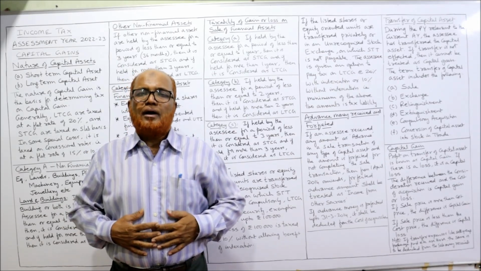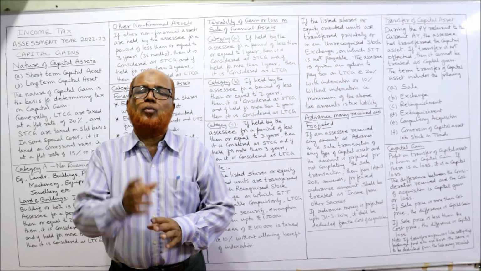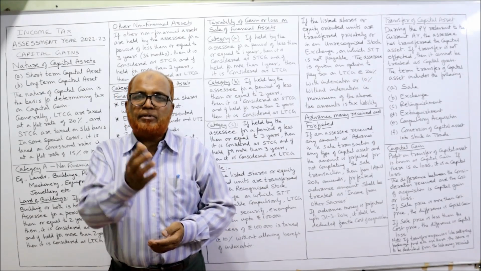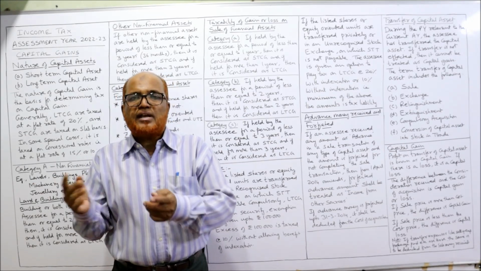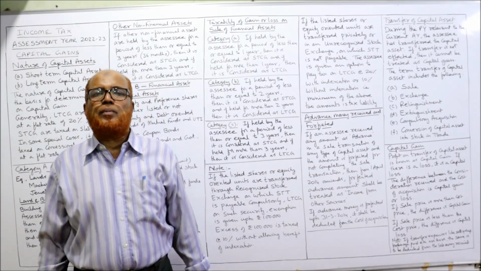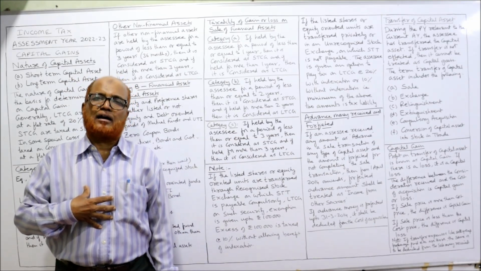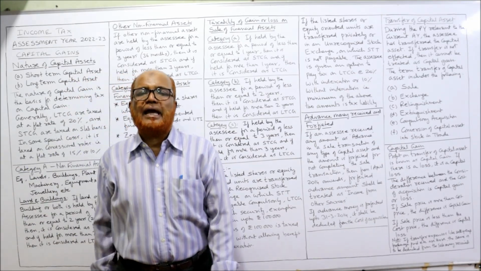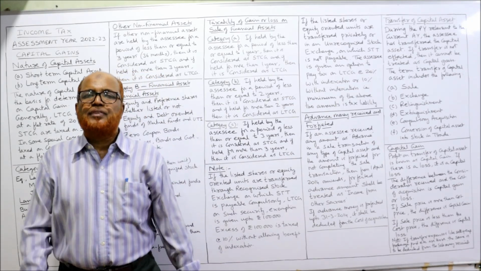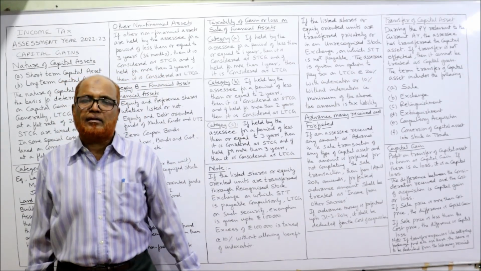Example, I have sold my property for rupees 80 lakh. I am getting the consideration of 80 lakh, whereas the cost price of the property is 50 lakh. So I purchased the property for 50 lakh and sold it for 80 lakh. So 80 minus 50, 30 lakh. That is the capital gain.